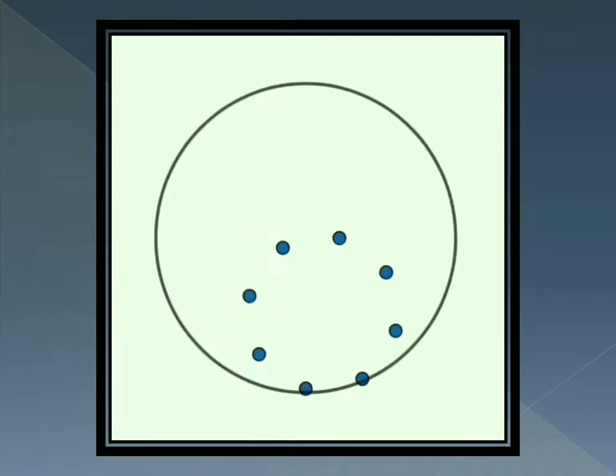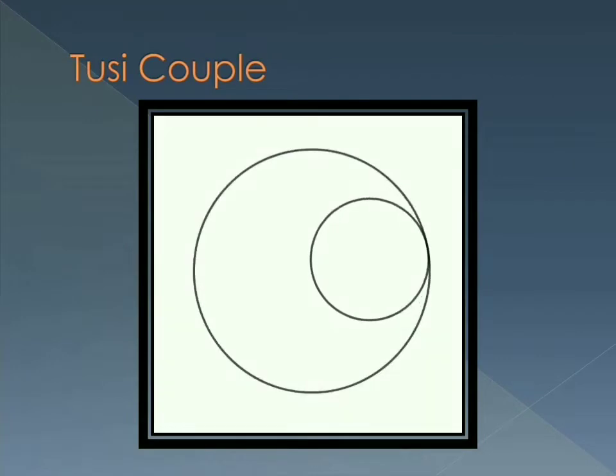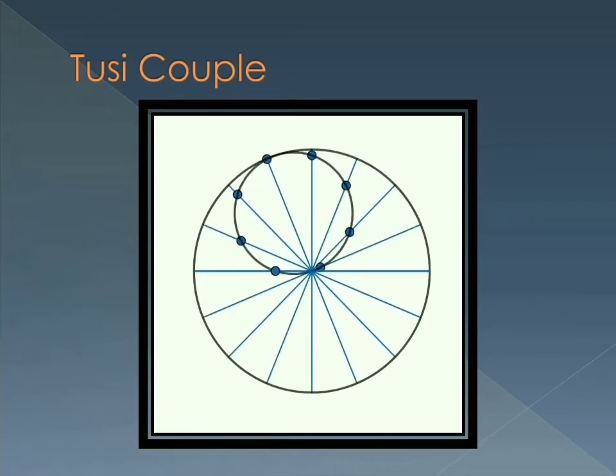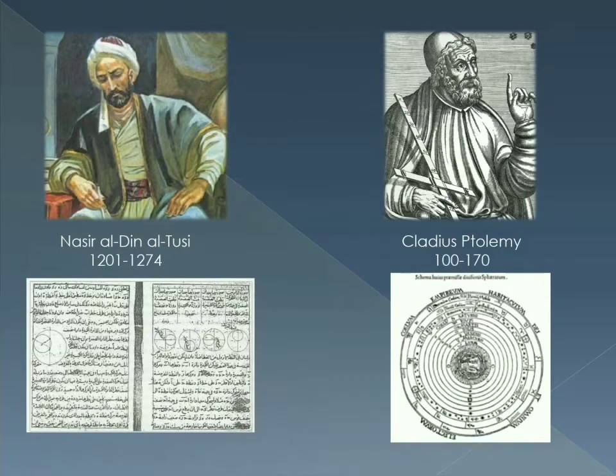What's happening? This is called the Tusi couple. A circle rolls inside a circle twice as big. Any point of the small circle moves on a diameter of the big circle. If we add other dots, we can reach our illusion. Nasir al-Tusi found that motion. In 1247, he criticized Ptolemy's universe model and used his finding to explain planets' motion in the geocentric model.